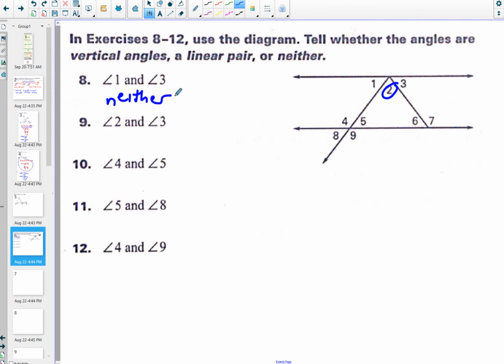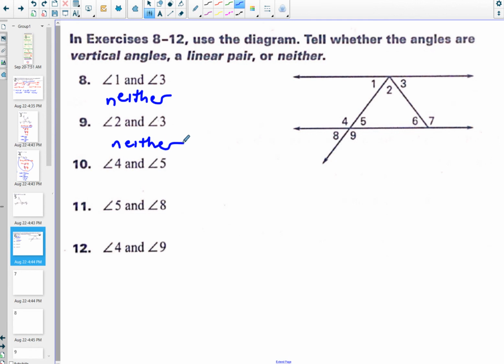How about 2 and 3? Adjacent. Well, look, you are correct. 2 and 3 are adjacent, but that wasn't one of the options. Linear pair. But a linear pair has to make a straight line together. 2 and 3 don't make that entire straight line. It's neither. You know what? Here, watch. When I finish the whole thing, it'll make more sense.